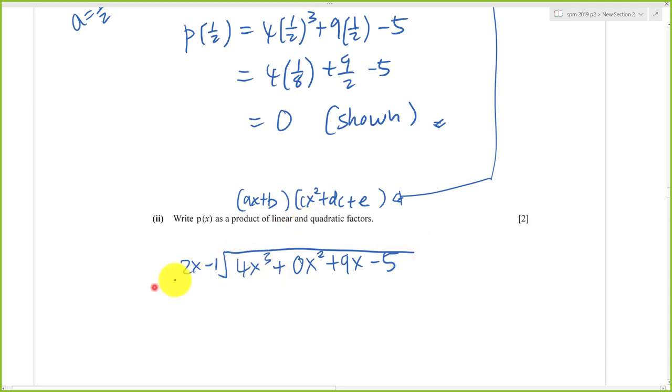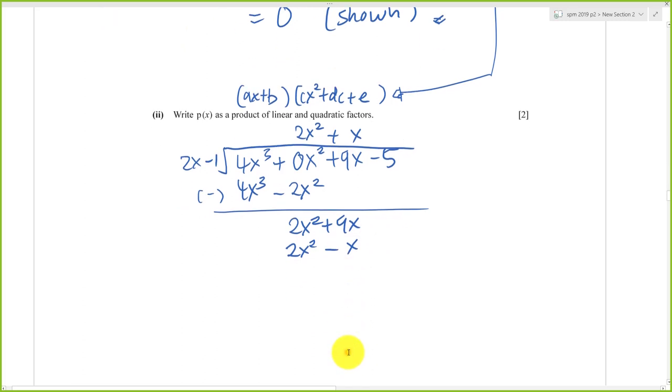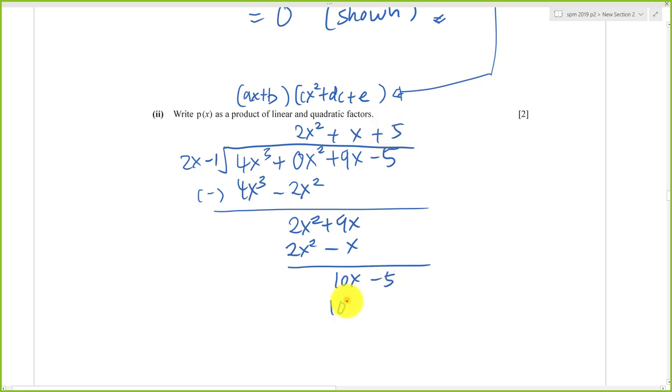Okay, so I want to eliminate the first term. So I want to get 4x cubed as my objective. So I will need to multiply by 2x squared in order to get my 4x cubed. So 2x squared, minus first term, minus second term. So it will be minus 2x squared. Here there is an invisible minus, everyone knows that. So this is 4x cubed, and 4x cubed I simplified. This is 2x squared plus 9x. So I will need to plus x, because my objective is to get 2x squared here. So I get 2x squared minus x. Alright, then I will have 10x minus 5. So I will plus 5. I will get 10x minus 5. Alright, so I'm done here.